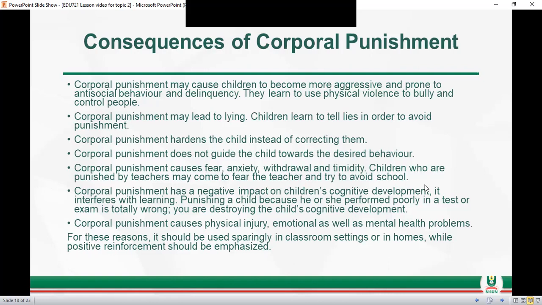Corporal punishment causes physical injury, emotional injury, as well as mental health problems. For these reasons, it should be used sparingly, very little in classroom settings or at home, or if not at all. Don't use it at all if possible. You can use other techniques. Positive reinforcement. You can also use it to change behavior. In fact, there is a particular module unit. When we get there, you will see how positive reinforcement can be used to change a bad behavior.